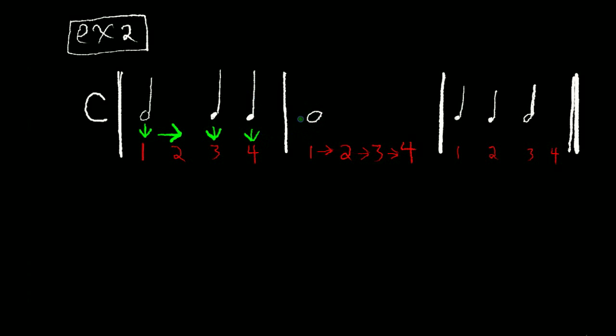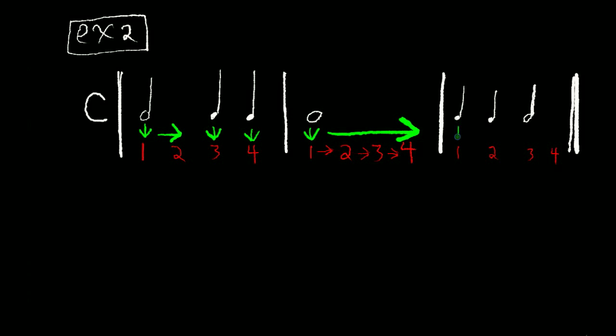Then moving on the second measure, we'll attack on beat 1, and then what happens? Well, we hold, and we hold all the way to beat 4. So we hold for that entire measure, like that. And then that takes up the entire measure. So we'll move on to the next one.